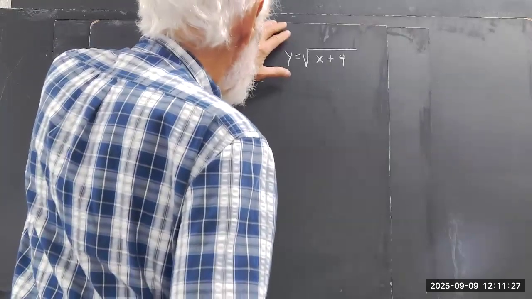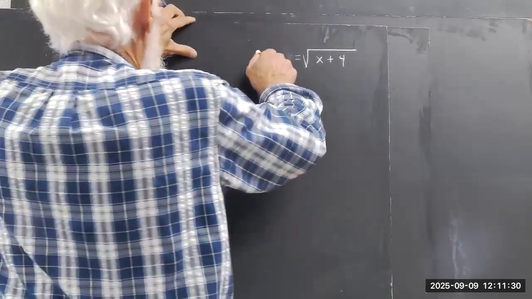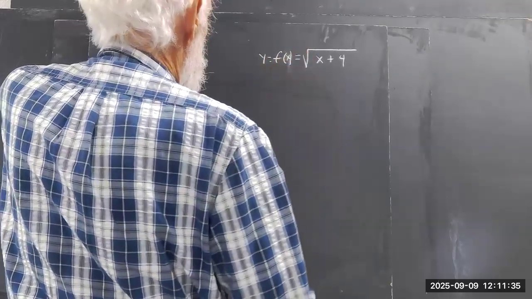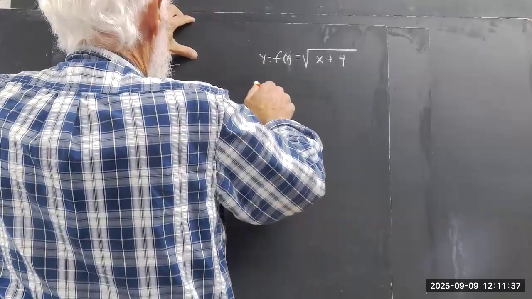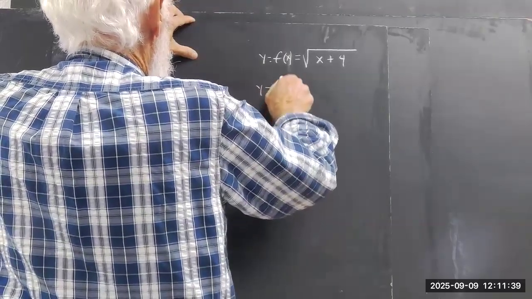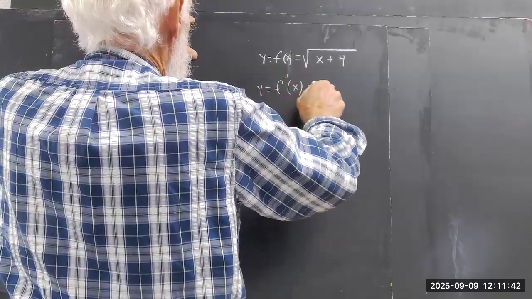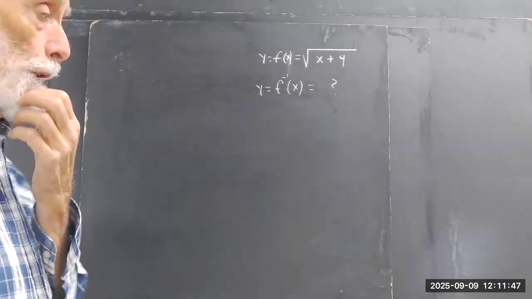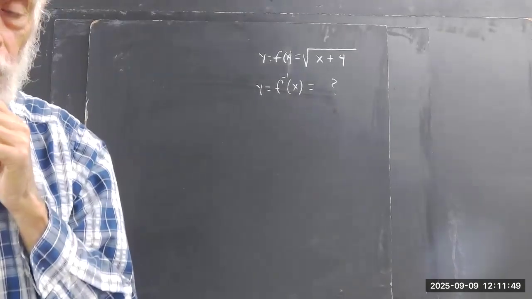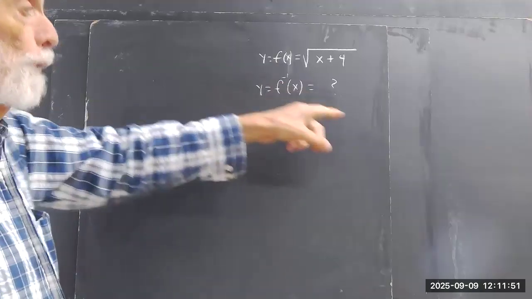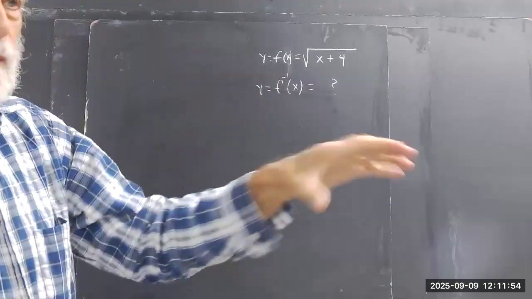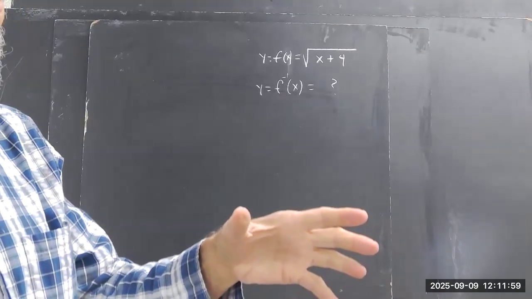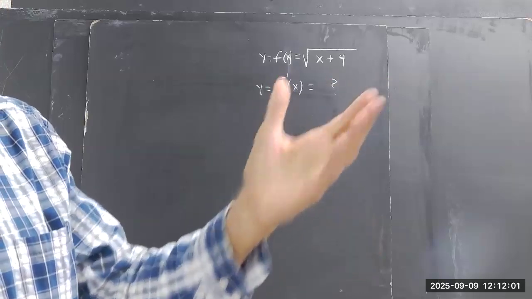Okay, let's take this and let this be f of x. So say y equals f of x equals square root of x plus 4. What's y equals f inverse of x? What's the formula for the inverse function? Now we could graph this too. We have the graphing techniques. We haven't really talked about transformations. Talked about transformations in some of the other classes by now, haven't you? Y'all talked about transformations?